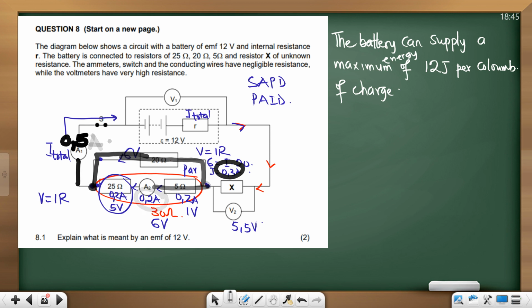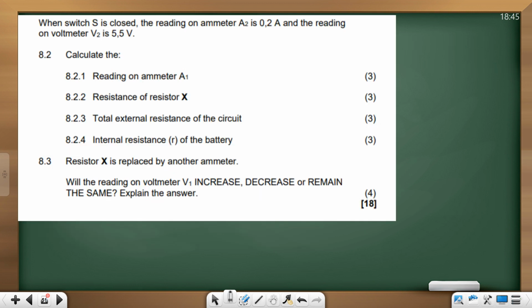So a quick analysis of your circuit, it's not you wasting time. It's you solving the whole question. All right. Reading on ammeter A1, done. What's our answer? 0.5. You understand how we got the 0.5, right? Okay. You just write exactly what I wrote down. 0.5 what?